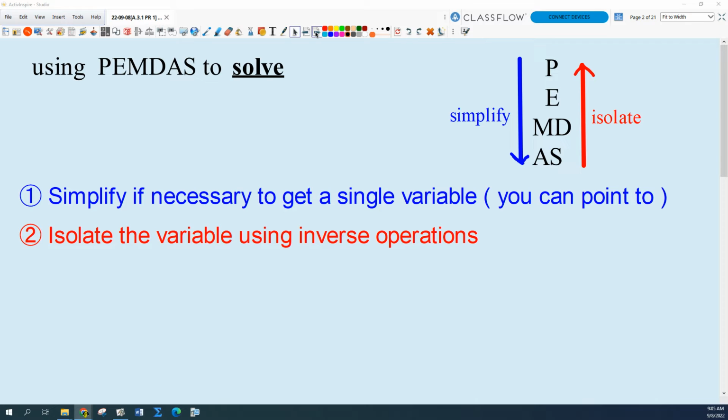So when we're using order of operations to solve, really there's two parts to this. Part one is we're going to simplify if necessary. It may not even be necessary. We're going to simplify until we get a single variable that we can point to on the paper, or I can point to on the board. And then once I can point to a single variable, then we use inverse operations to isolate it, right?